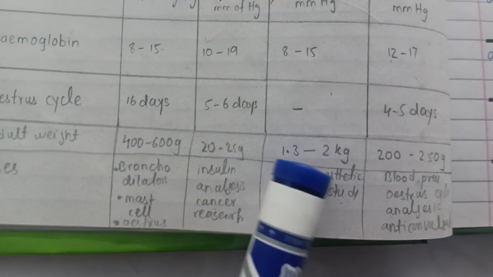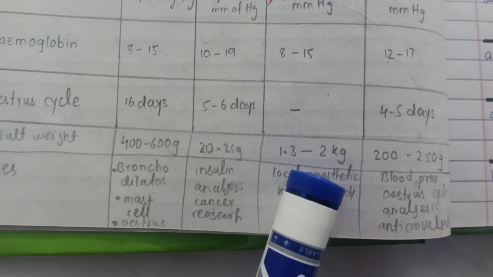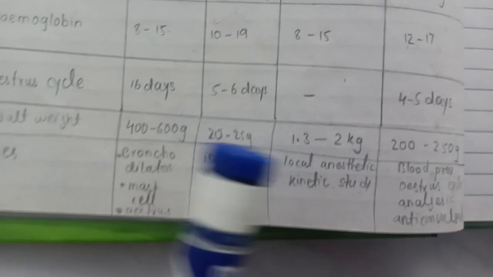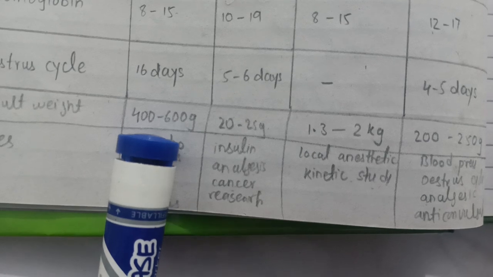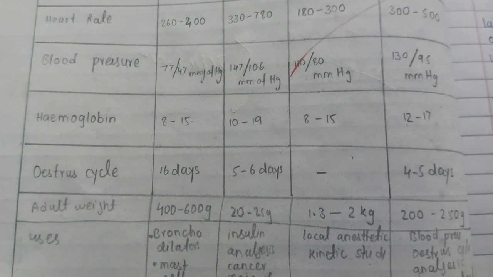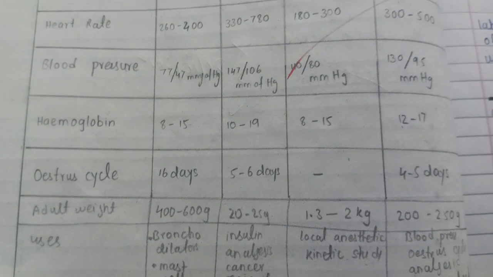Similarly, the weight of a rabbit is in kilograms. Rabbits have the highest weight, while the weight of guinea pigs is lower than the rabbit. Their uses are given here and you can see them. So this was all about the experiment, in which we have discussed the lab animals.